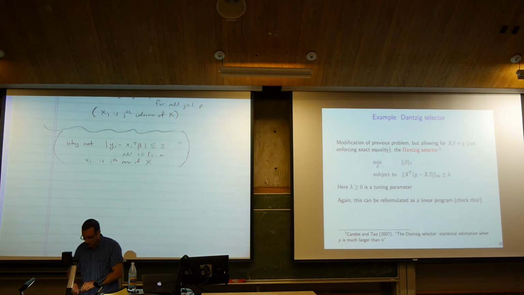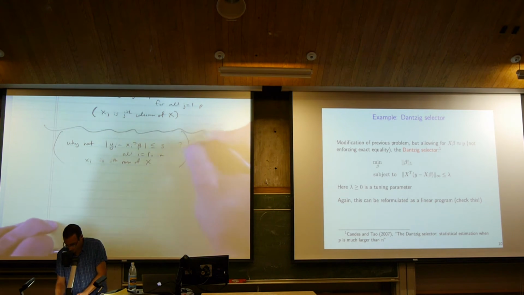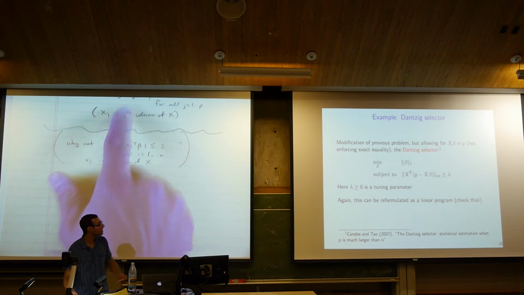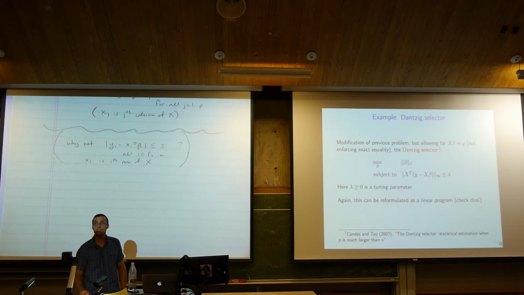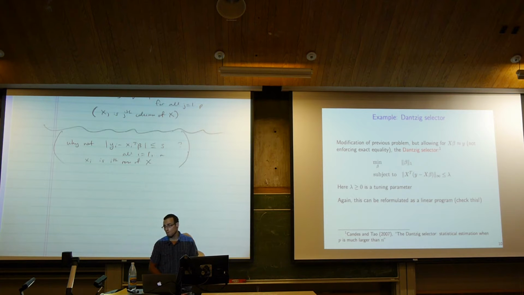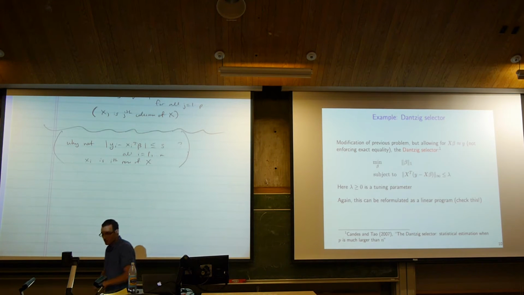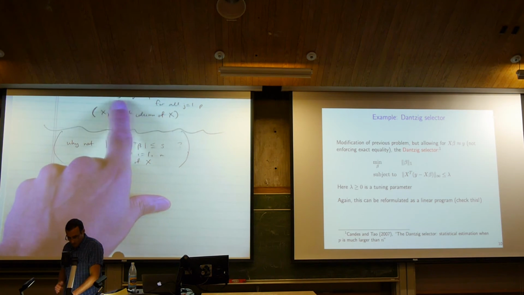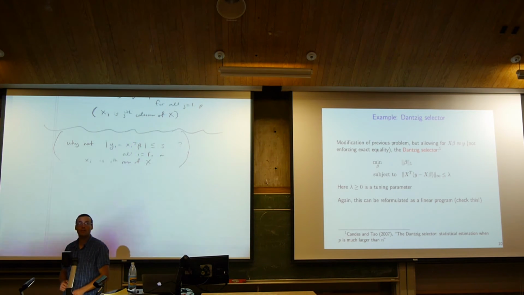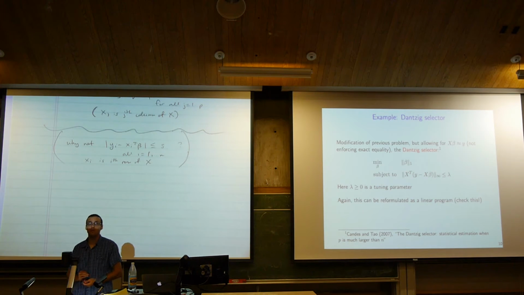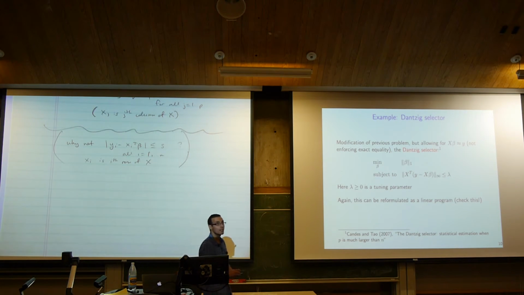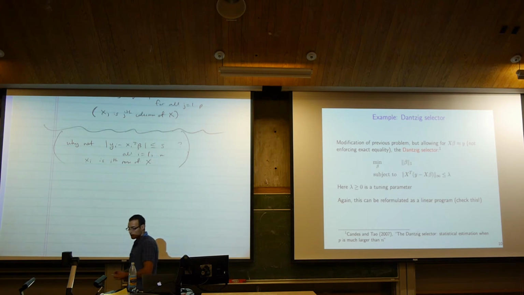But why did the inventors of this program decide to use this instead of this one? Can anybody guess? It's like adding weights to different constraints, right? What's special about least squares? What are the stationarity conditions? Yeah, that's right.